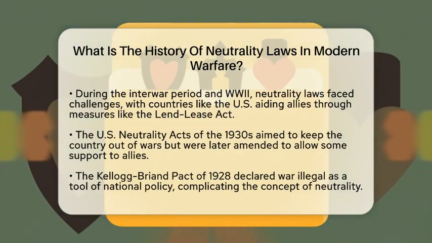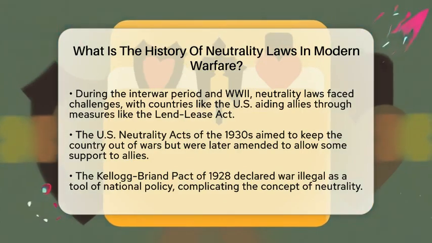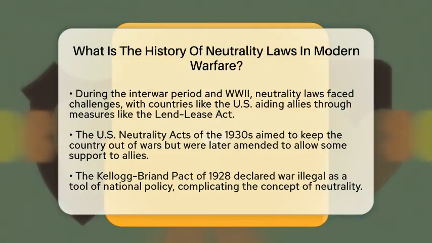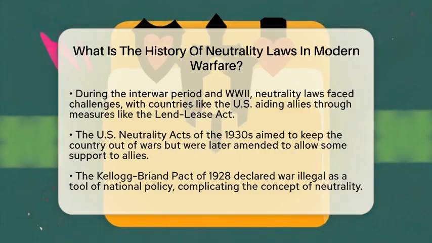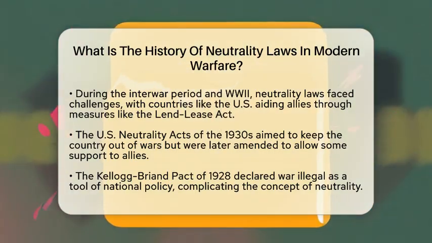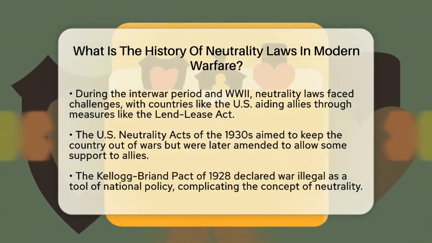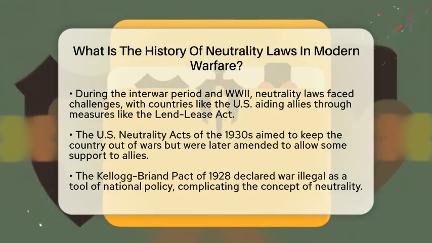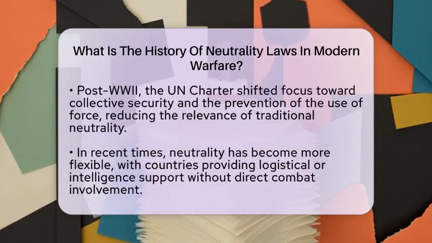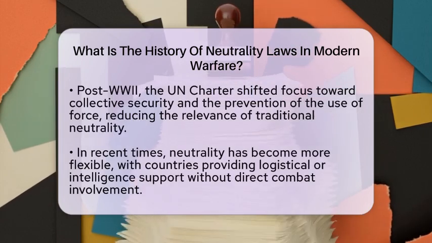The Kellogg-Briand Pact of 1928 added a new twist. It declared war illegal as a tool of national policy and suggested that countries could respond to illegal wars with force. This made neutrality more complicated because it blurred the lines between staying neutral and acting against aggressors.